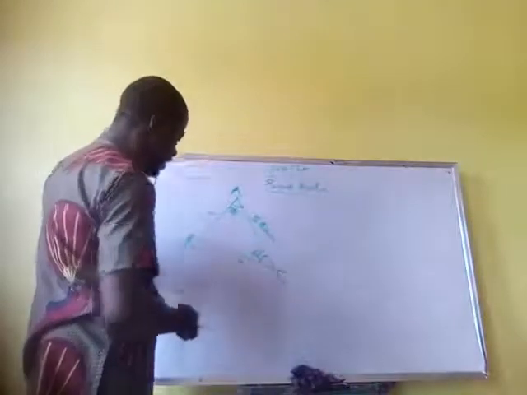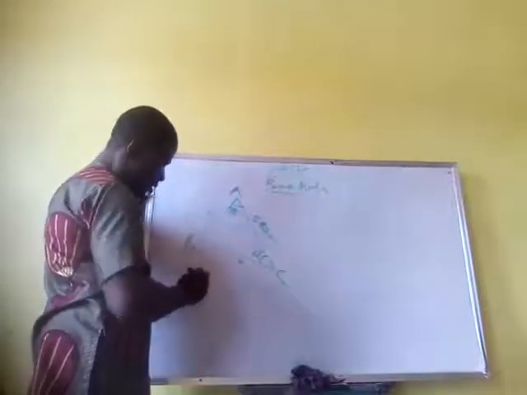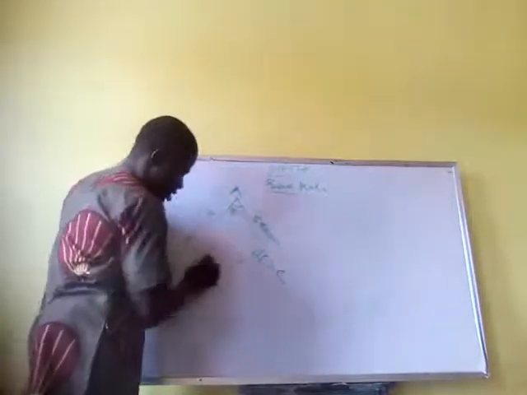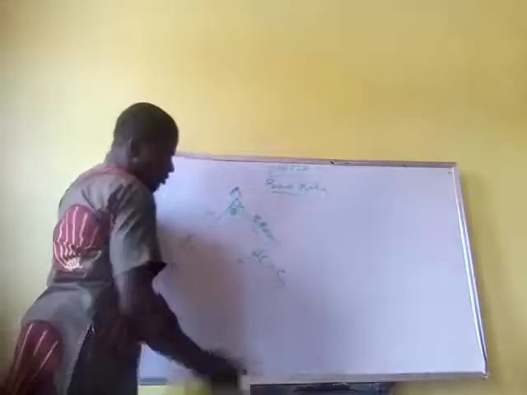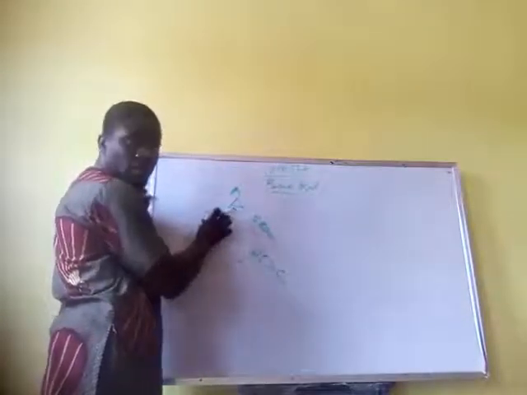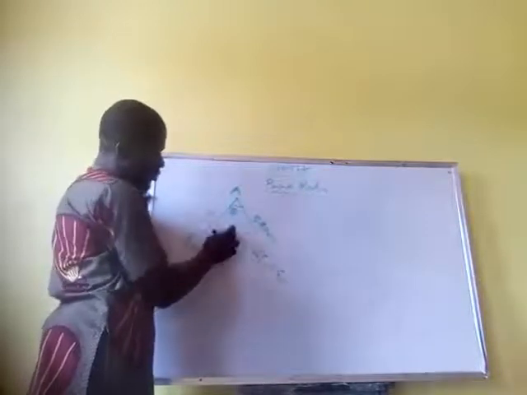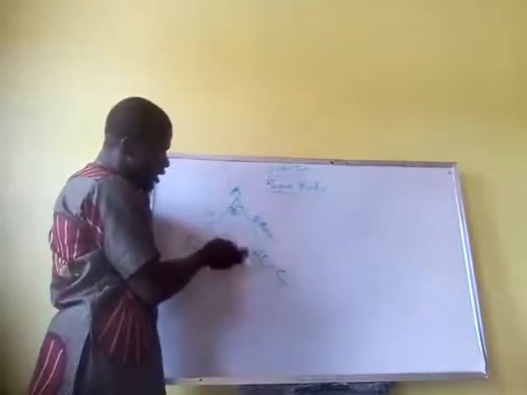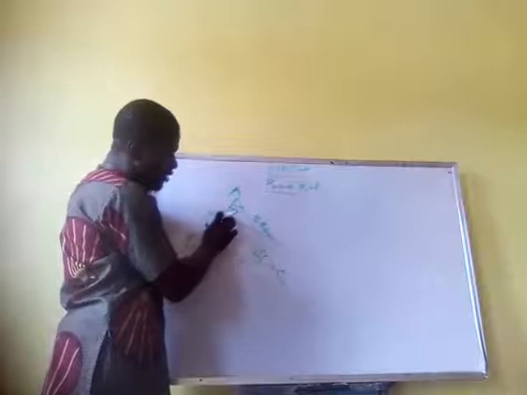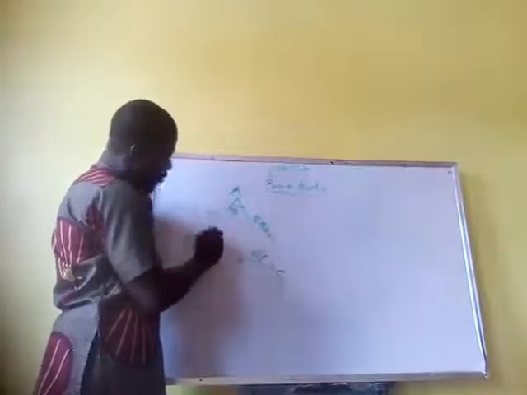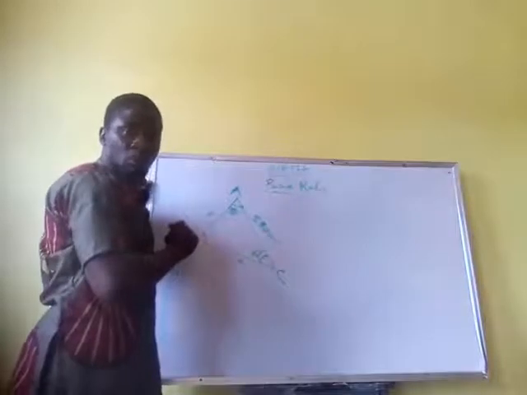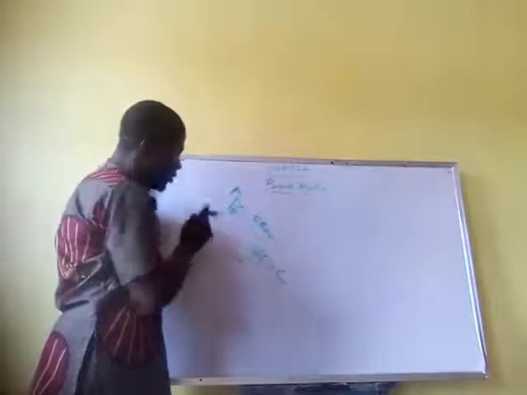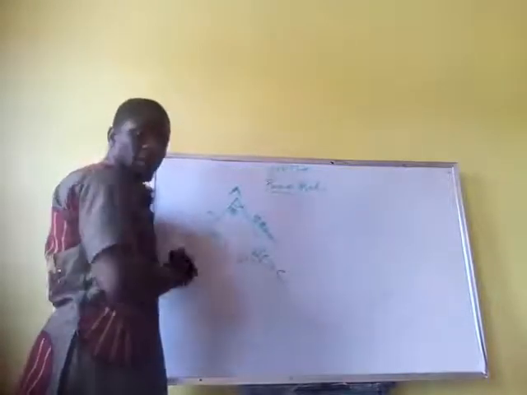Now for us to find a first, since we know this side, we don't have problem. But first of all, let us complete this triangle. If we have 72 plus 38, it will give us 110. 180 minus 110 will give us 70 degrees. So B is 70 degrees.